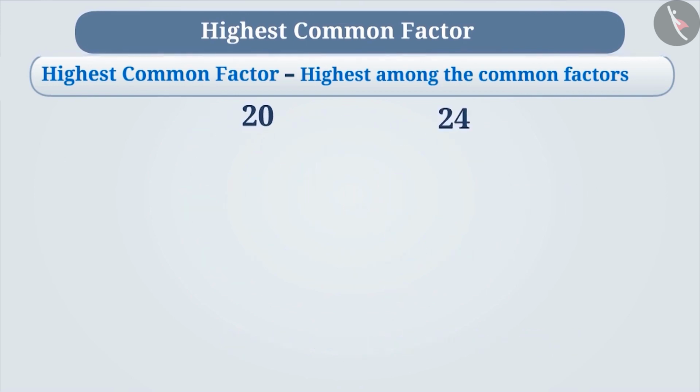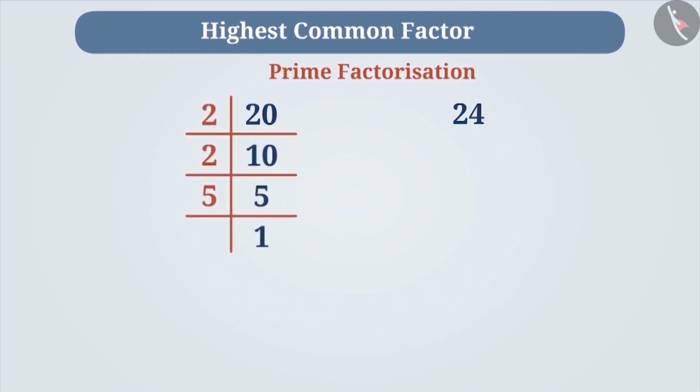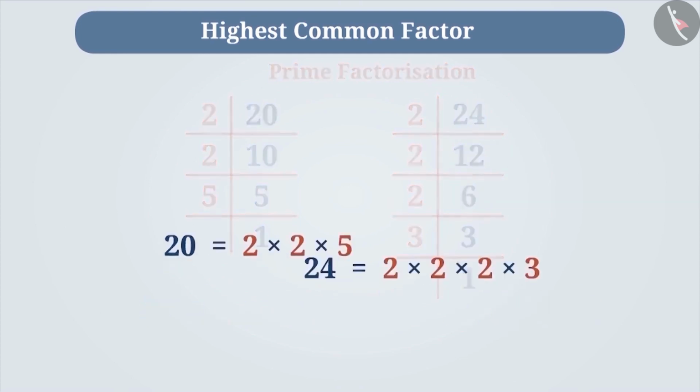Let's learn to find the HCF of the given numbers. Let's find the HCF of 20 and 24. First, perform the prime factorization of these two numbers. The prime factorization of 20 can be performed in the following way. The obtained factors are 20 equals 2 into 2 into 5. Similarly, perform the prime factorization of 24. This would be 24 equals 2 into 2 into 2 into 3.